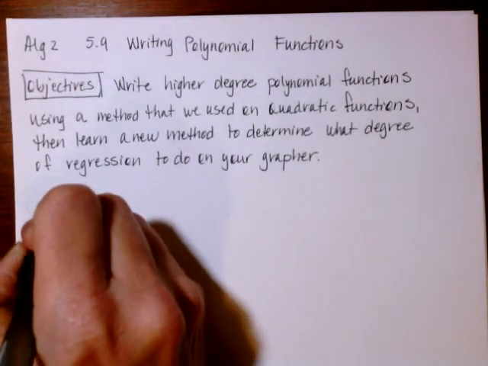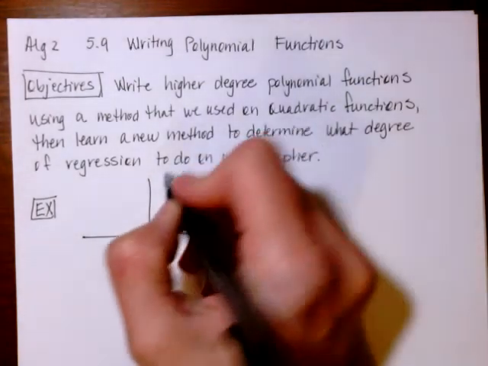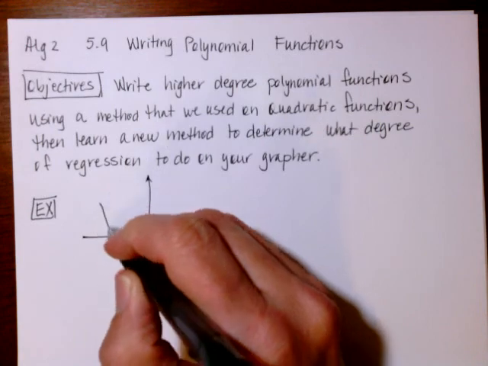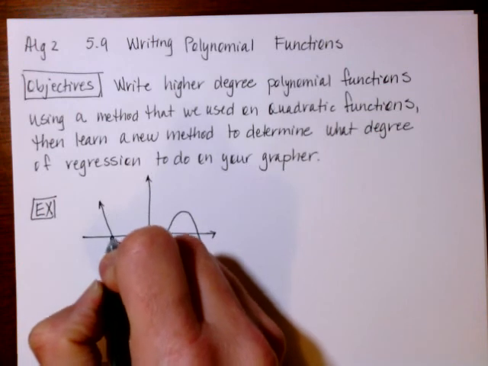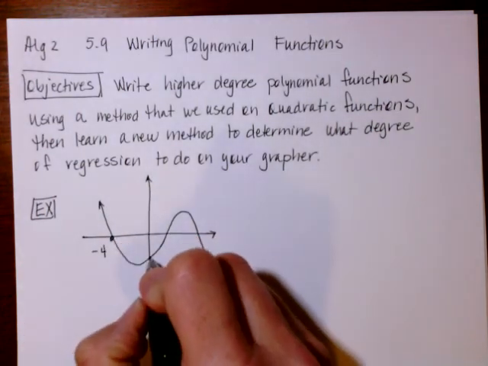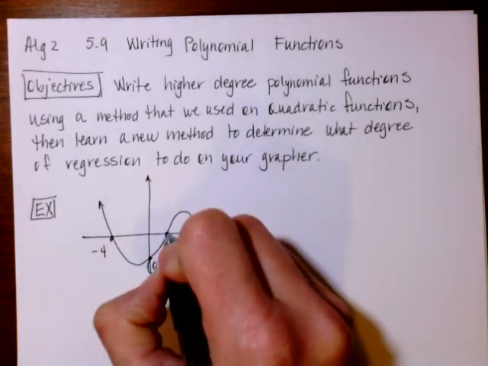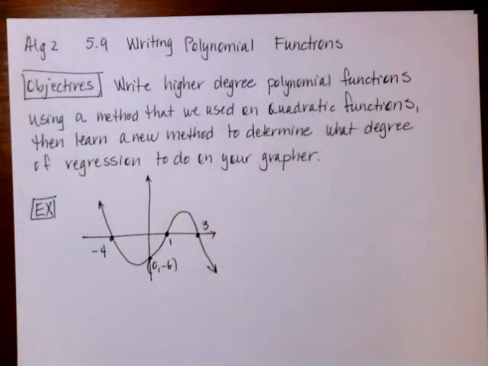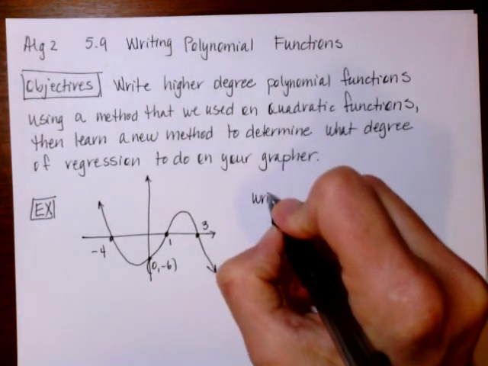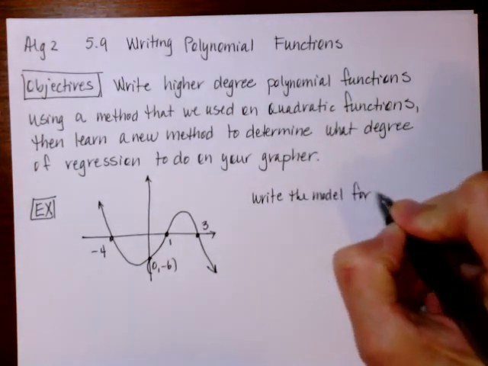Alright, so let's start with our first example, and let's say you're given a graph of a polynomial and it is something that looks kind of like this. I know that this zero is a -4. This point is (0, -6), so that's your y-intercept. This value is 1, and this x-intercept is 3. So if I want to write an equation for this function, it's going to be write the model for the cubic function.